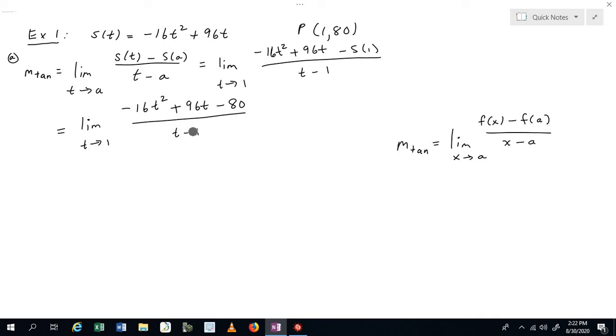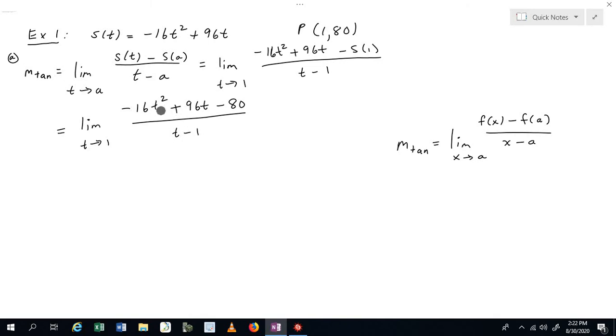Now, to evaluate this limit, we have several options. We could create a table. We could look at the graph. Or we could try to use direct substitution. In a previous video from section 2.1, we had this exact same problem, and we found the instantaneous velocity when t is equal to 1 by creating a table. So this time I'm going to find it by using direct substitution.